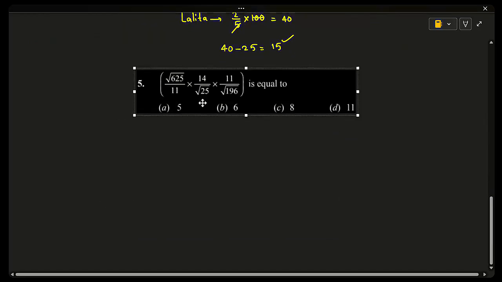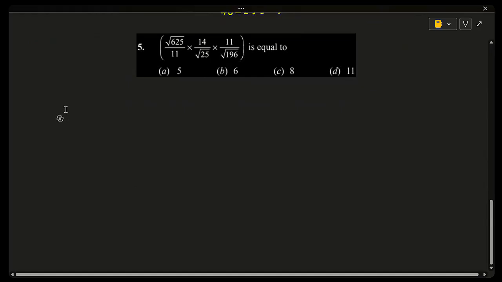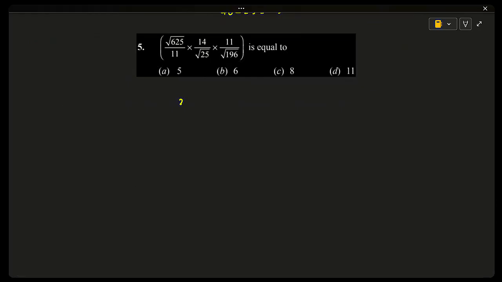Fifth question. Square root of 625, as we know, is 25, and 11 into 14 divided by square root of 25, we know, is 5. 11 divided by root 196, we know it is 14. So simplify this to get the answer. 14 14 cancel, 11 11 cancel, 5 5s are 25, and the answer is 5. That is option A. So that's why you should remember squares and square roots up to at least 25 or 30.